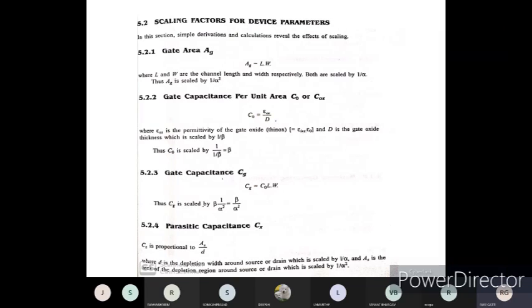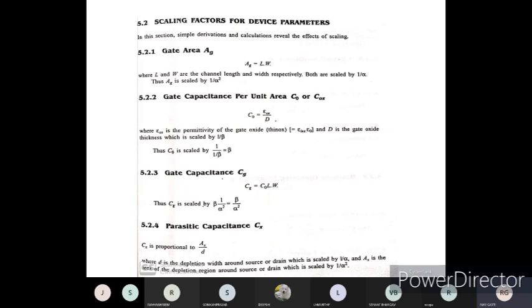Since epsilon does not have any dimension, we cannot scale it down. Whereas in the case of gate oxide thickness we have capital D, which, as I said recently, will be scaled by the beta version, that is 1 by beta. Therefore the gate capacitance per unit area, that is C naught, will be given by 1 divided by 1 by beta, so you will be getting the beta value.